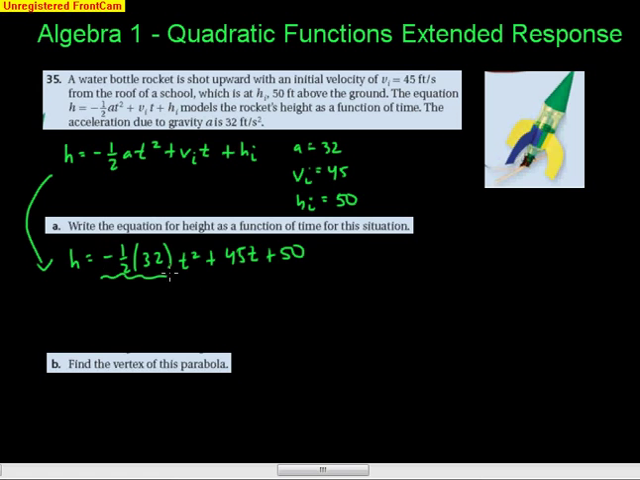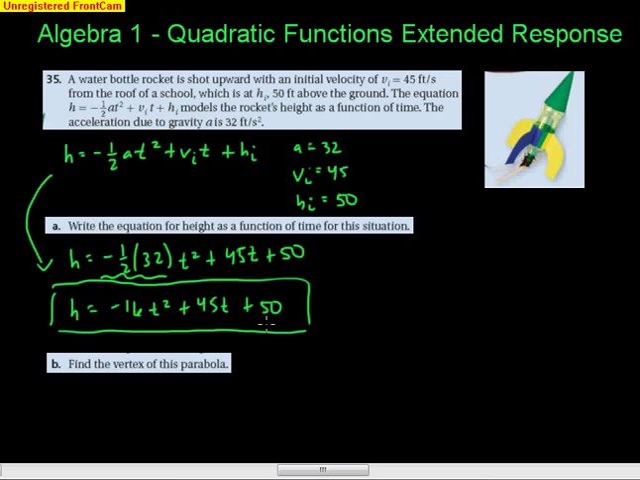And I'm going to simplify this right here. So h equals negative 16t squared plus 45t plus 50. There's the function of height. Height as a function of time.